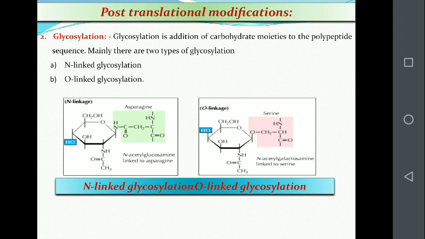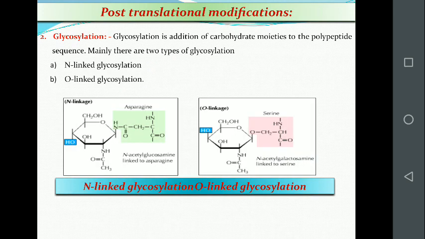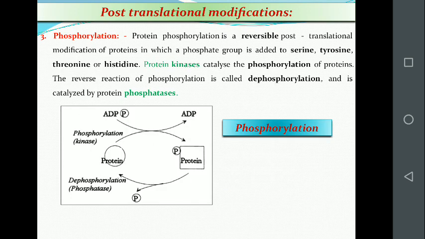In case of O-linked glycosylation, you will get that carbohydrate moiety on the oxygen atom of amino acids which contain hydroxyl groups, like serine, tyrosine, threonine. So these amino acids take up the carbohydrate moieties and they are called O-linked glycosylation. The next one is phosphorylation.